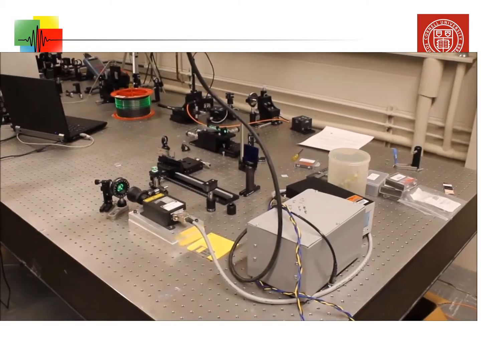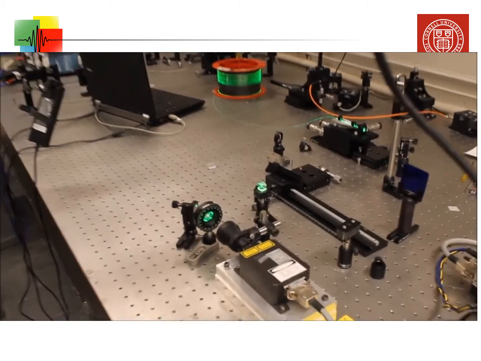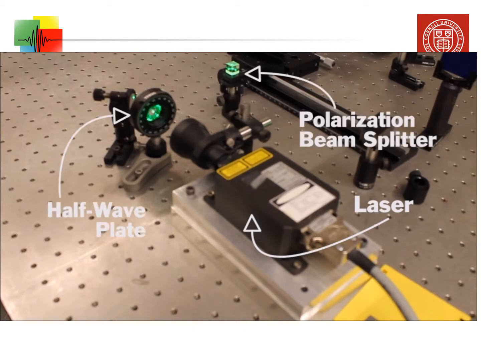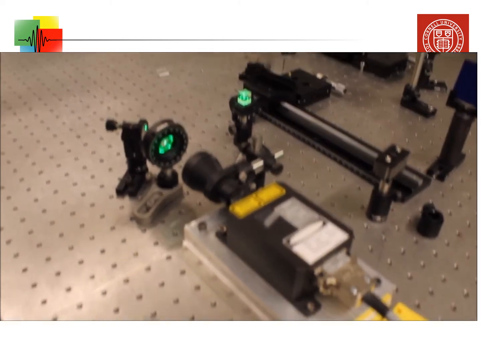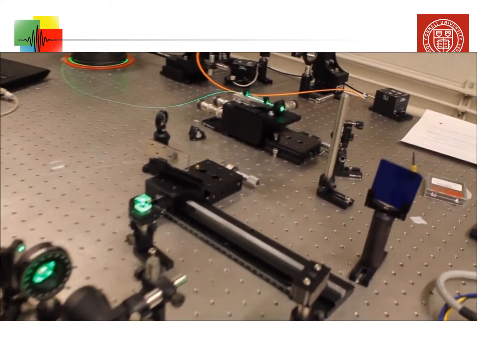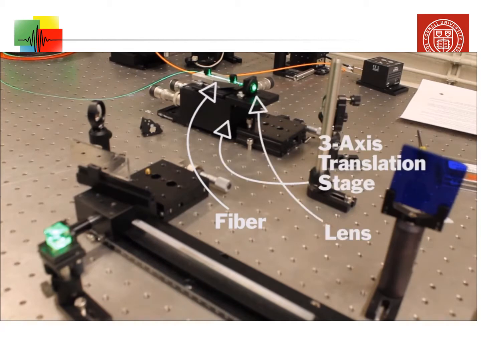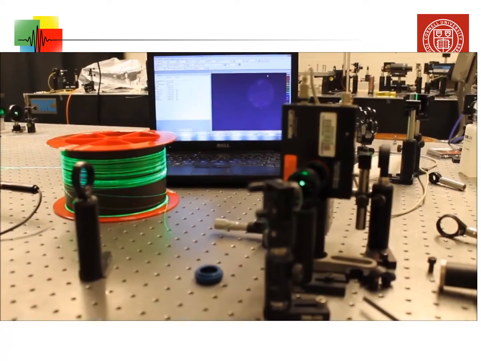So the experiment is quite simple. Light comes out of this Q-switched microchip laser, and we control the power using a half-wave plate and a polarization beam splitter. That light goes into the graded index multimode fiber, and we can control to some extent what modes we excite by translating the fiber with a 3-axis translation stage.